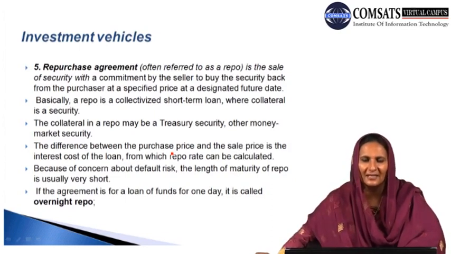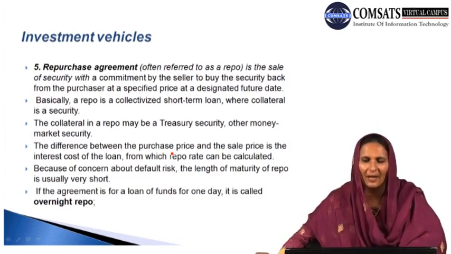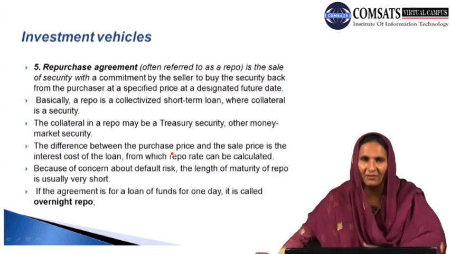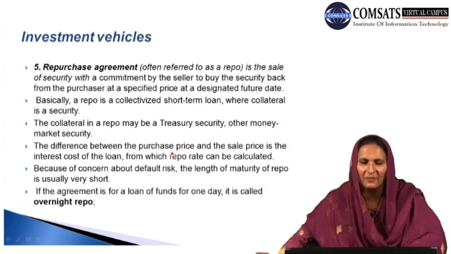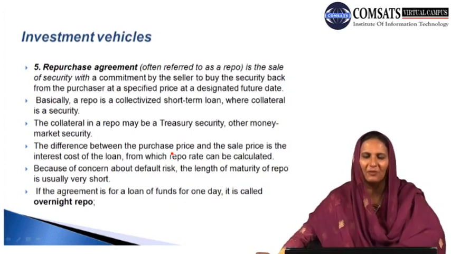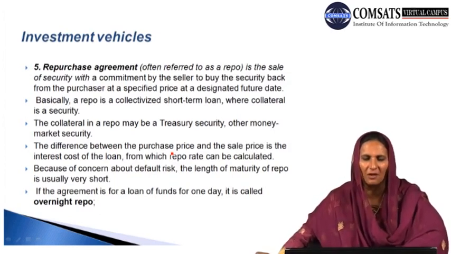Basically, a repo is a collateralized short-term loan where the collateral is a security. That is, the individual purchaser has to provide the security or the collateral to the provider of the agreement, in case the firm will sell this agreement within the specified time. The collateral in a repo may be a treasury security or other money market securities. The difference between the purchase price and the sale price is the interest cost of the loan, from which the repo rate can be calculated. So we can say that the difference between the sale price of this agreement and the purchase price of this agreement is the interest cost of the loan.